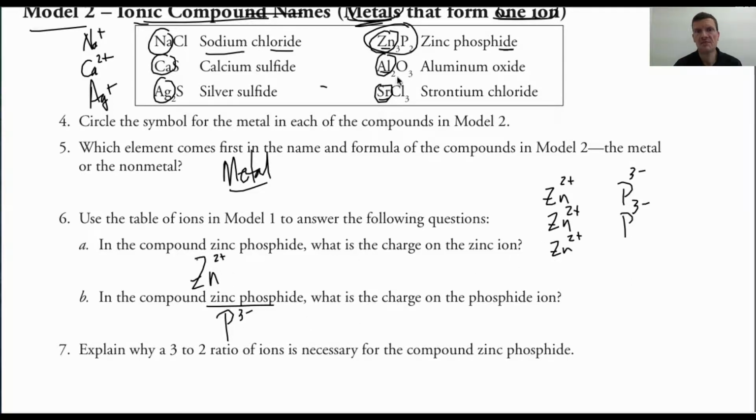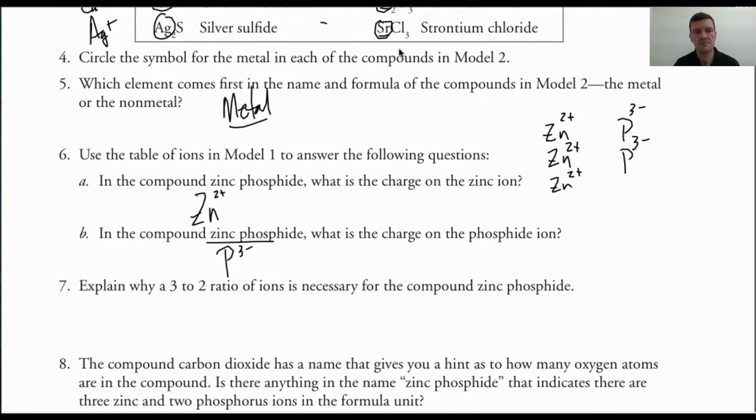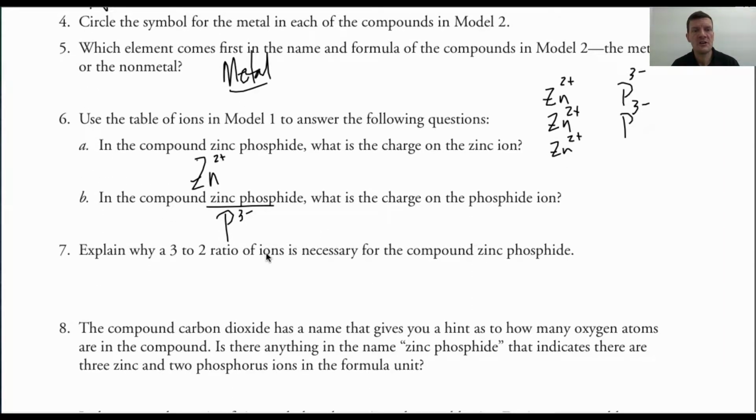That's how they're going to combine to make sure I get a total of +6 and -6 gives me 0. So just by looking at the formula, I can figure out what the charges are on these particular ions if they were separated, just by knowing a few of the metal ions that never change. Zinc is always +2, then I know I can figure out the phosphide ion. Okay? A 3-to-2 ratio of ions is necessary because you always want to make sure that the total charge on your compound has to equal 0. It must equal 0.